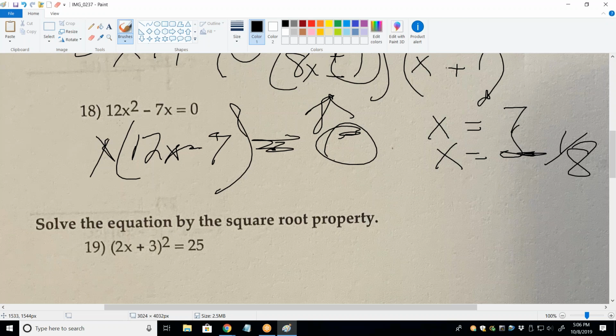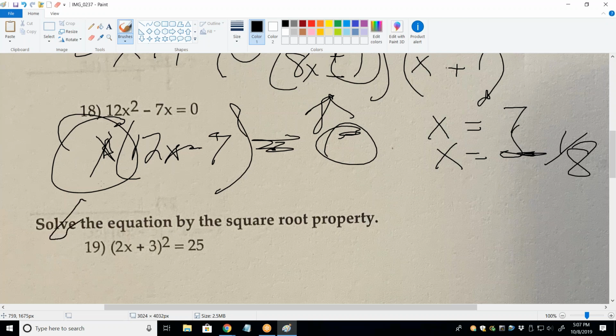This one right here. Set that equal to 0. Ignore the 0. Notice the problem. If x is equal to 0, that is a valid equation. Also, if x is equal to 7/12, that is a valid equation. I guess that makes sense.